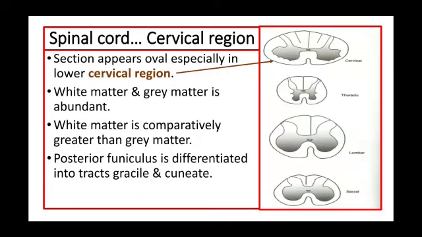There is abundant white and grey matter. White matter is more than grey matter. When you see the posterior funiculus, try to differentiate the fasciculus gracilis, which is lying medially, and the fasciculus cuneatus lying laterally.